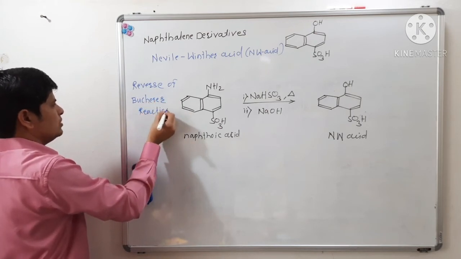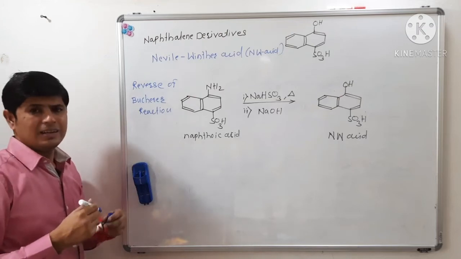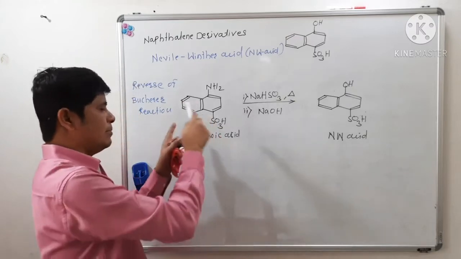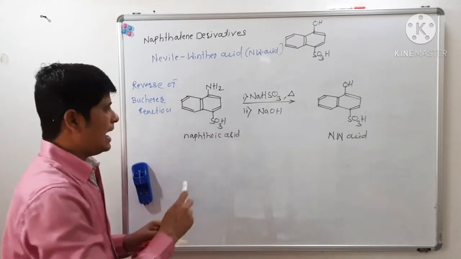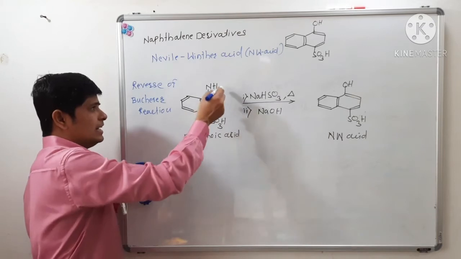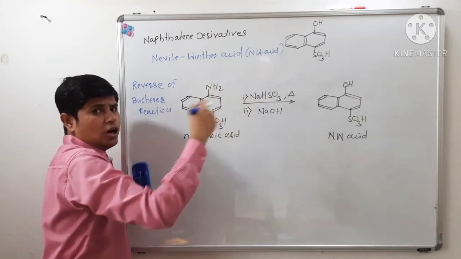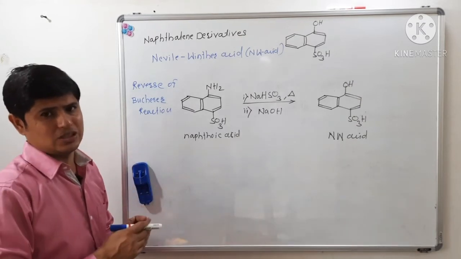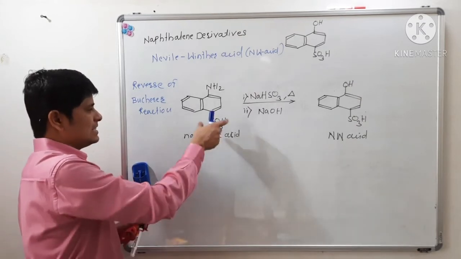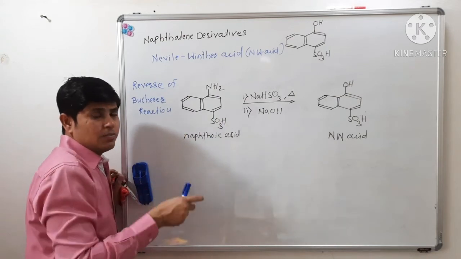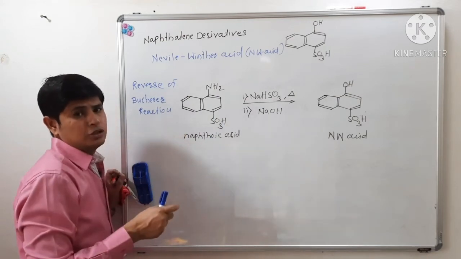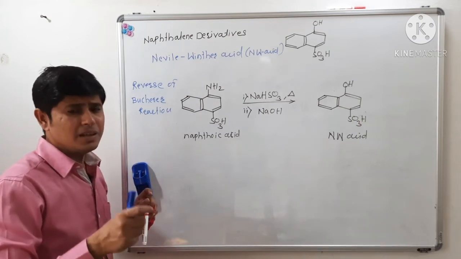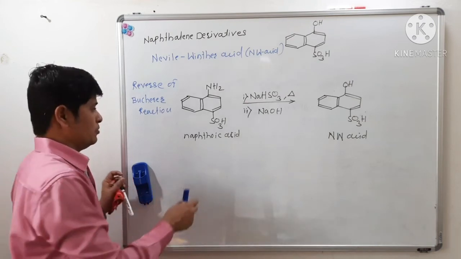See, in Bucherer reaction, what are we doing? We are converting phenolic hydroxyl group into amino functionality, isn't it? And in this reaction, we are converting NH2 functionality into phenolic hydroxyl group. Hence, it is a reverse of Bucherer reaction. So Nevile-Winther acid is synthesized through the reverse Bucherer reaction approach.